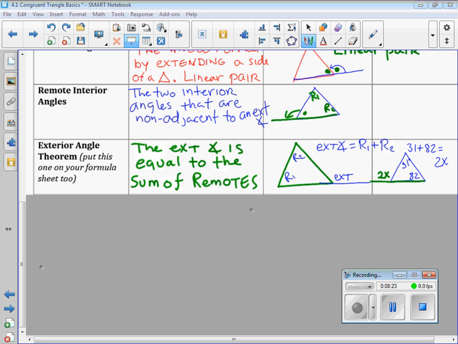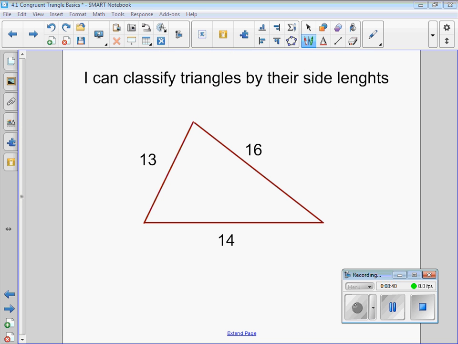So there's an example of a problem that we'll look at some more examples in our lesson, of course, but here's an example that you can put on your formula sheet for quick or your vocabulary sheet for quick reference. So the exterior angle, which is 2x, is equal to the sum of the two remotes, 31 and 82. So that's pretty much it for our vocabulary. And we're going to actually have a couple that are going to add to our formula sheet. You already have them on the vocabulary sheet, but your formula sheet's going to have them.